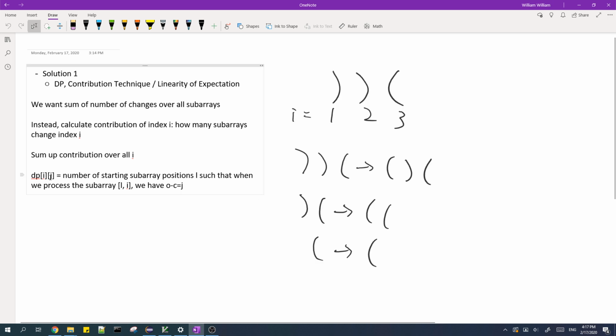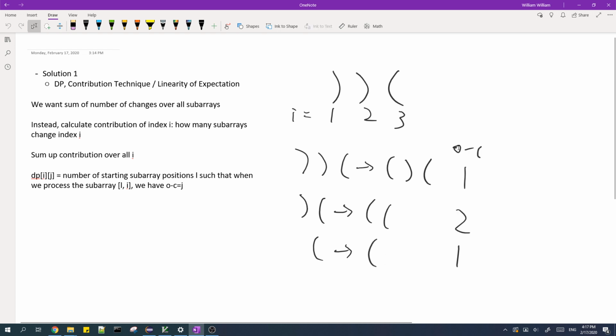So I'll give an example of what this DP looks like. So if we have this string over here, and these subarrays are the subarrays which end at index 3. So for this subarray, after we process it from left to right, we'll basically change this into an opening parentheses, and the subarray will look like this. And then for this subarray, we also change the first parentheses into an opening one, and for the last subarray, we don't change anything to it.